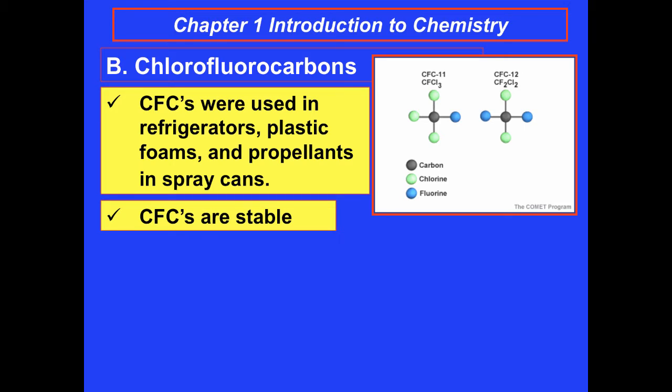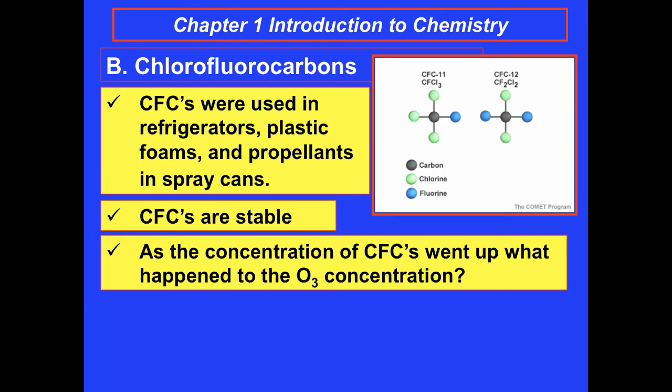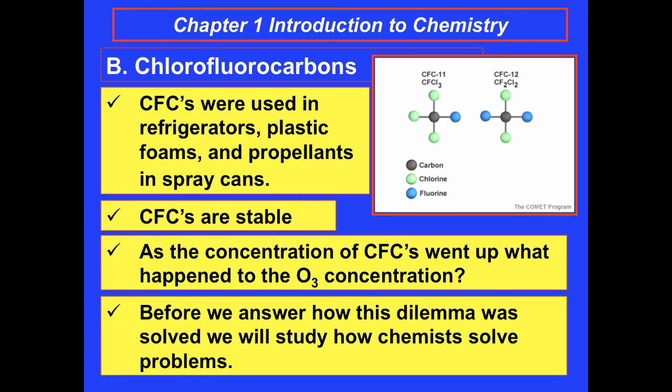What scientists began to observe was that as the concentration of CFCs detected in the atmosphere increased, the level of ozone decreased. So scientists began to believe that there might be a connection between these two chemicals. So we're going to pause here. We're going to come back to this problem in a little bit, but first we're going to discuss chemistry and matter.